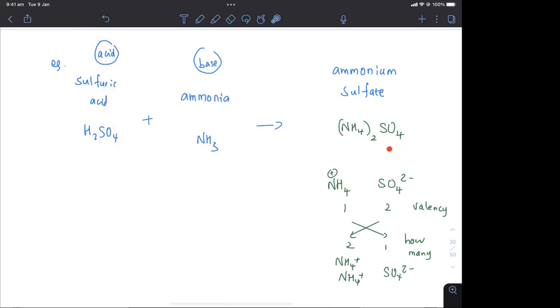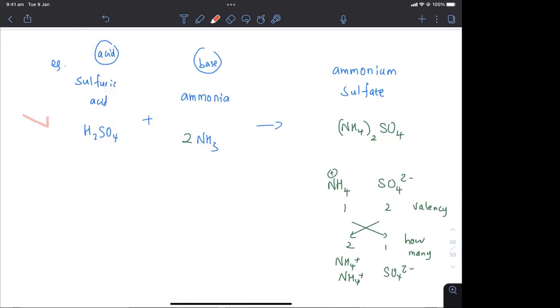Every equation you write must be balanced. 2 ammonium, that means they come from 2 ammonia. 1 sulfate, 1 sulfate. The 2 extra hydrogens, this equation is balanced now. If you try to balance this with water, you won't be able to balance it.